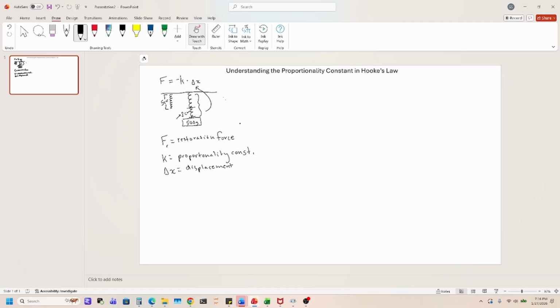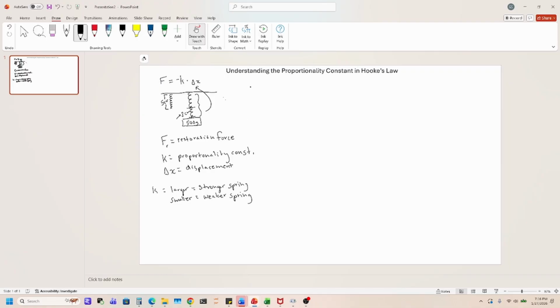Okay, so let's get back to the proportionality constant. K will be big for a big spring. So if you have a larger value, then you have a stronger spring. If you have a smaller value, then you have a weaker spring. So let's see how that works.